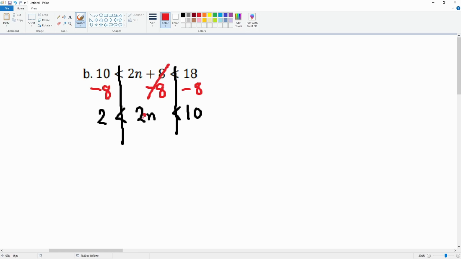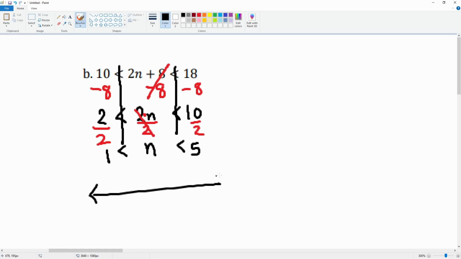Notice there is still a 2 that is in front with a multiplication. So we're going to divide by 2 to both sides. The 2 over 2 in the middle will cancel, leaving me with just an n. Bring down those inequalities. 2 over 2 is 1. 10 over 2 becomes a 5.